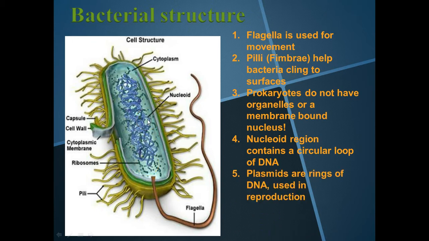This ring of DNA, or an additional ring of DNA, is called a plasmid, and that can be used in reproduction. And bacteria have ribosomes in the cytoplasm, just like other cells, which are responsible for protein production.